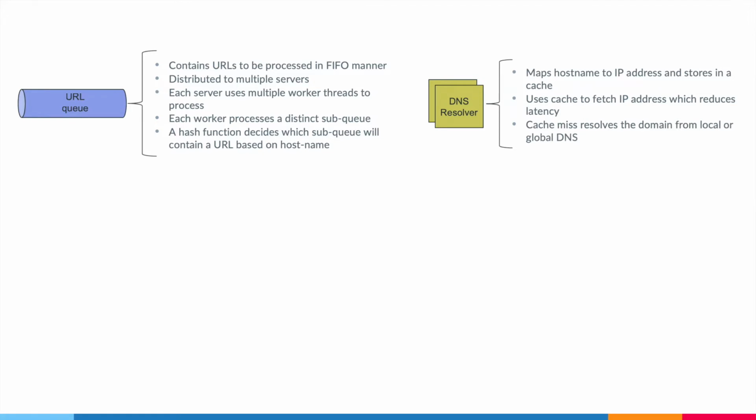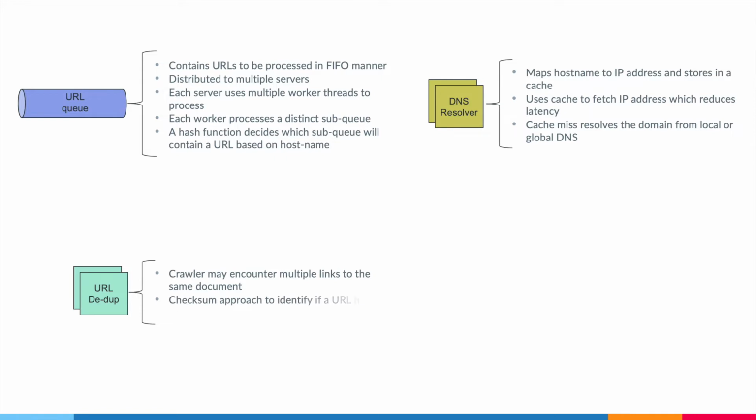Now, while our crawler is looking for more URLs, it could be that multiple links go to the same document, and reprocessing the same documents would unnecessarily add weight to the crawler. So to prevent this, perhaps we could also design a URL dedupe service, whose job would be to find if a URL has already been crawled or not, and will help us in skipping its processing. Checksum is quite a common approach to achieve this.